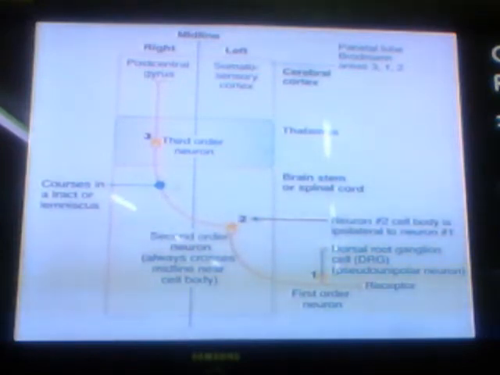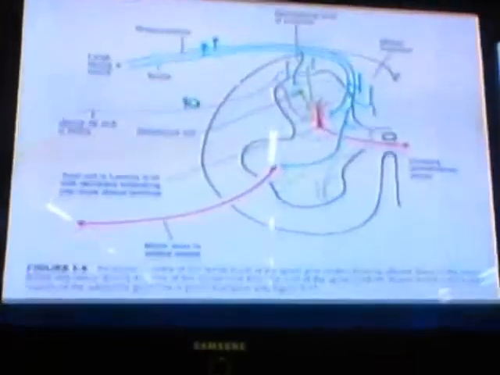Now the second order, there are a number of things that we can note about it. This second order is always going to what? Cross the midline. Whether it be in the spinal cord, as it relates to the anterolateral system, or in the brainstem, as it relates to the dorsal column system. So it's always going to cross the midline and go towards the thalamus. And then you get the third order neuron running from the thalamus up to the cortex. As it relates to the pain part, well, let's go to the dorsal column pathway first.